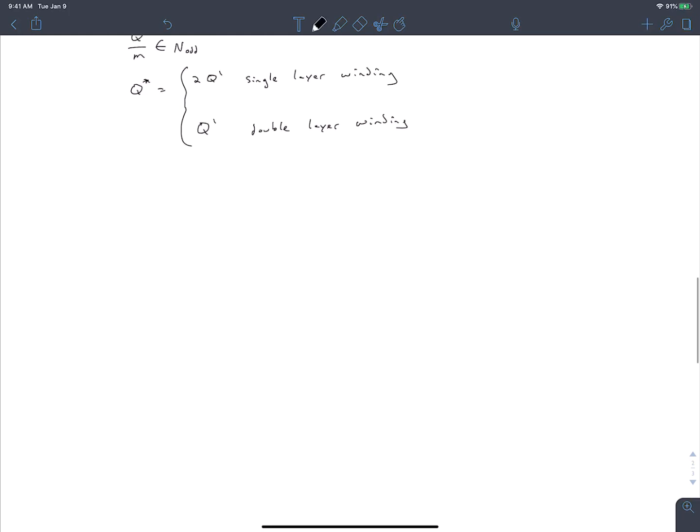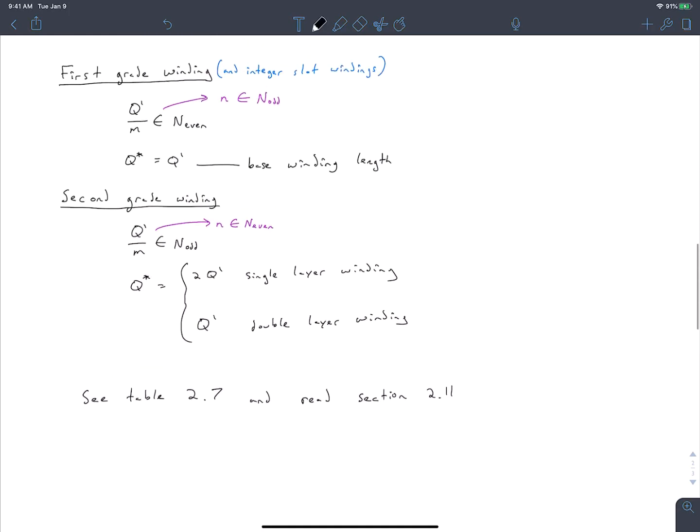And there are many more parameters that are useful in the design process which can be derived for these two winding types. And for this, I want to refer you to a table in our book. And that table is table 2.7 in section 2.11 in our textbook. So please review this table and review the results for the different types of base windings, the first and second grade base windings.